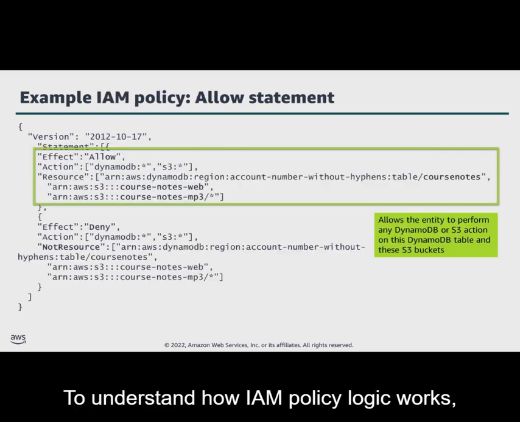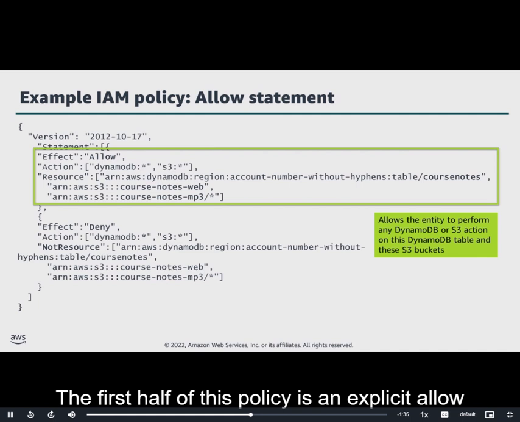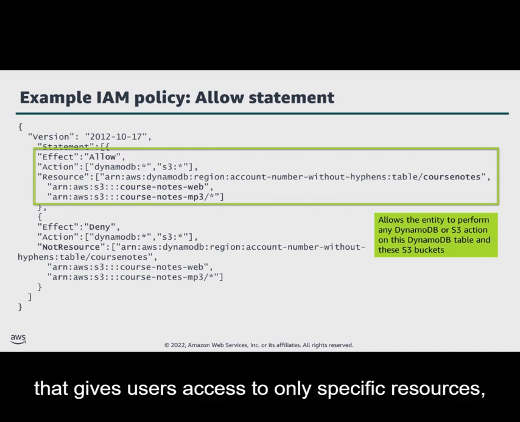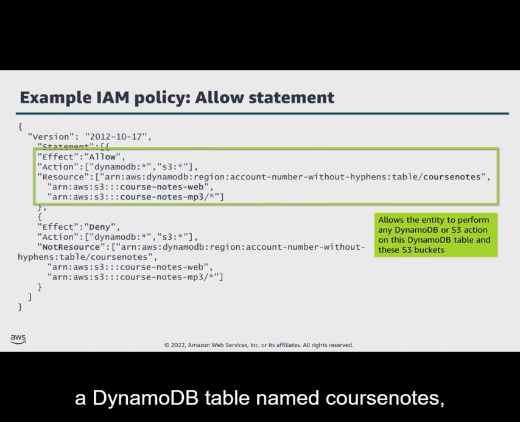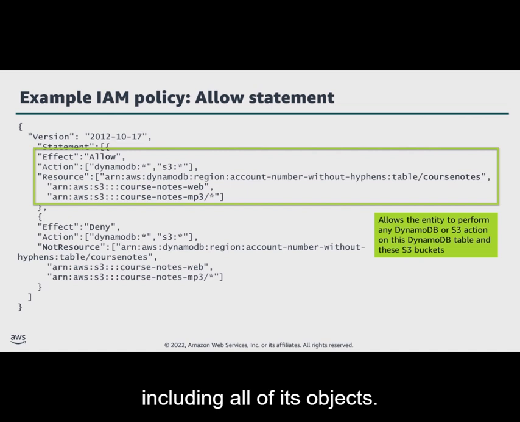To understand how IAM policy logic works, consider this example. The first half of this policy is an explicit allow that gives users access to only specific resources: a DynamoDB table named Course Notes, an S3 bucket named Course Notes Web, and an S3 bucket named Course Notes MP3, including all of its objects.